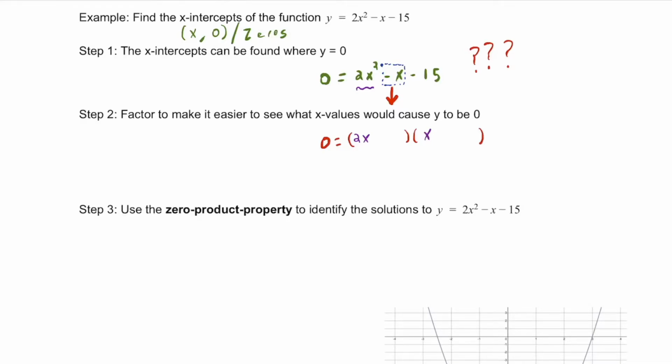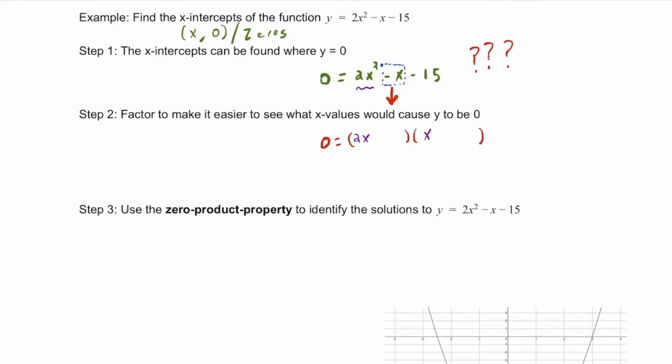And so I need two numbers that multiply to make negative 15. They multiply to make a negative, so one's going to be positive and one's going to be negative. And the middle terms differ by 1x. And so I'm going to show you how I think about this. I like to do it without even thinking about the signs first.